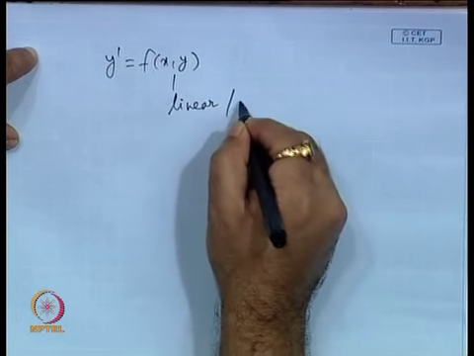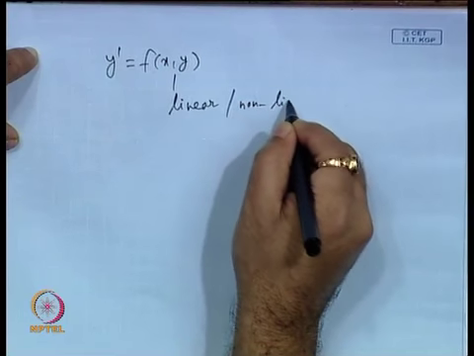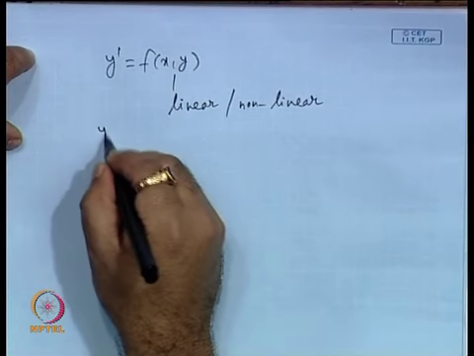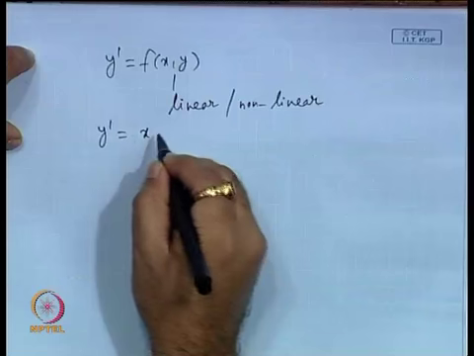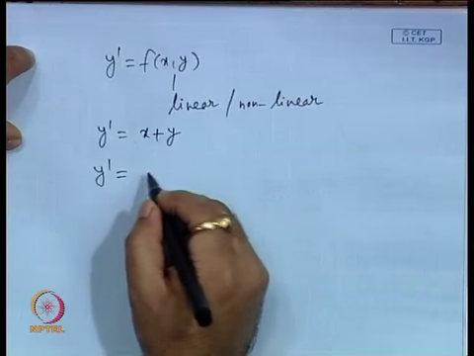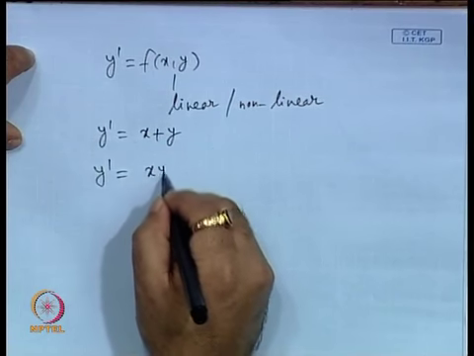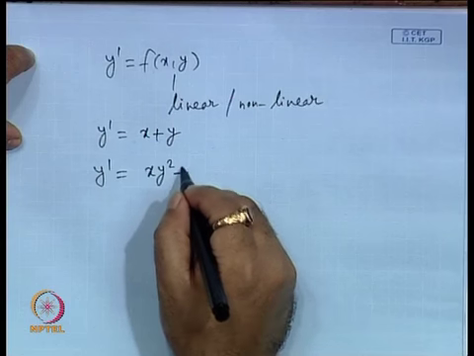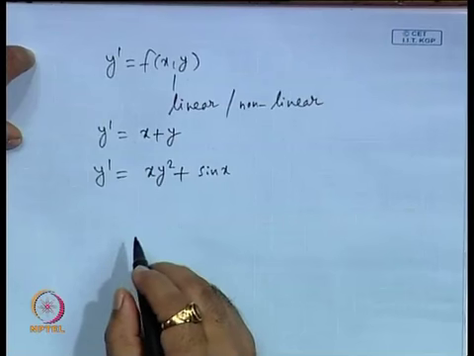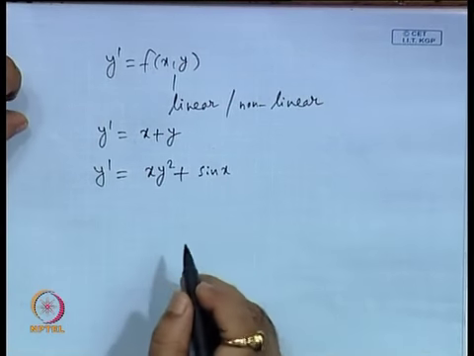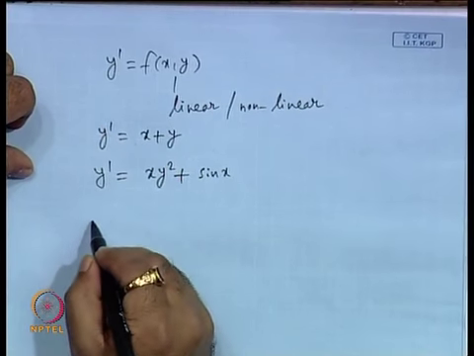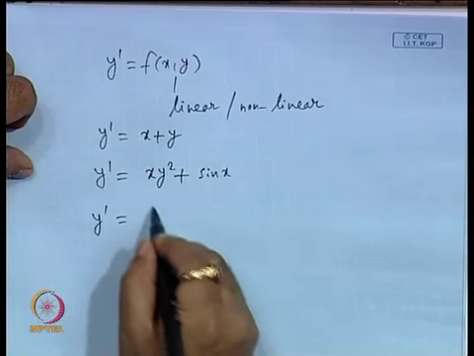So your f can be linear or non-linear. Examples: y dash equals x plus y, y dash equals x y square plus sin x. Now, as I mentioned, this is a first order equation. So therefore, we define something more general.